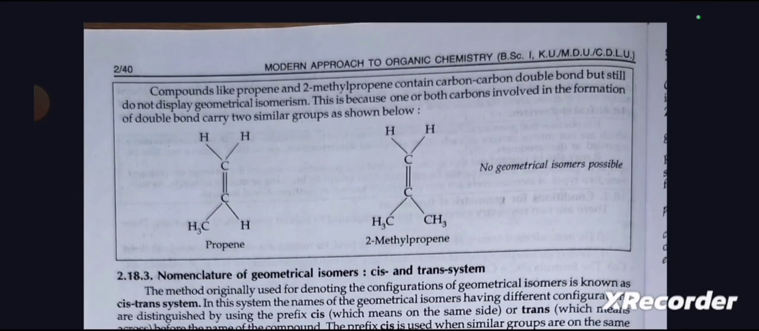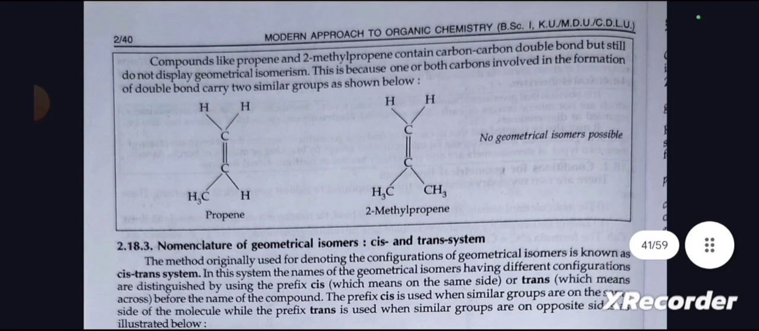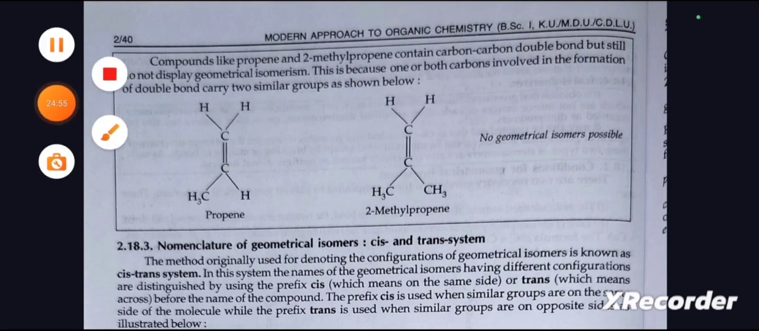Compounds like propene and 2-methylpropene contain a carbon-carbon double bond but still do not display geometrical isomerism. This is because one or the other carbon involved in the formation of the double bond carries two similar groups, as shown below. CH2=CHCH3, propene; CH2=C(CH3)CH3, 2-methylpropene. No geometrical isomers possible.